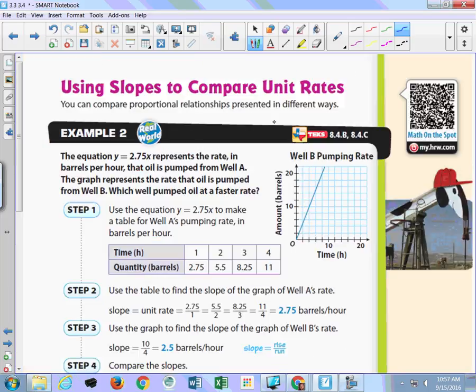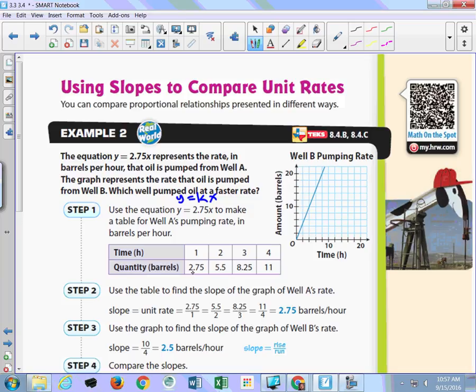Using slopes to compare unit rates. Okay, sometimes they're going to give you a table and a graph to compare. They may give you an equation. Remember, this is just y equals kx. Once you find k, you just plug it in. They may give you the equation and a table to compare. They may give you all three. One of these may be the table, as it is in this instance.